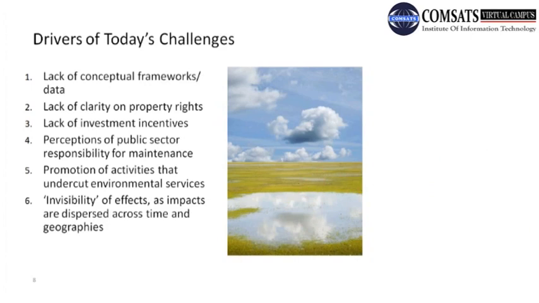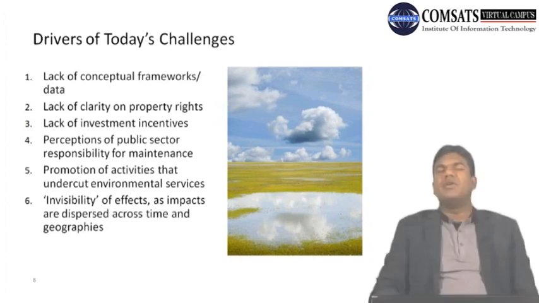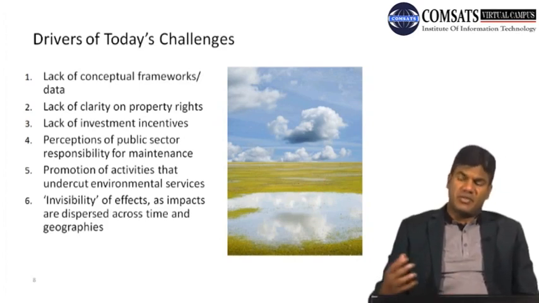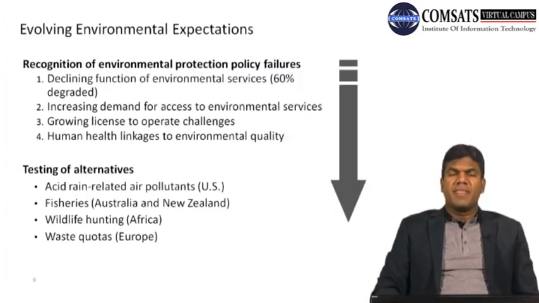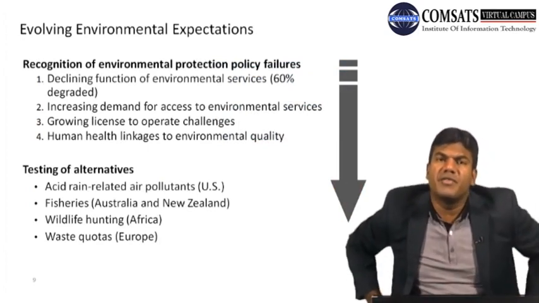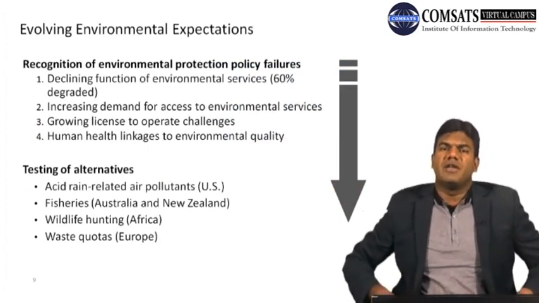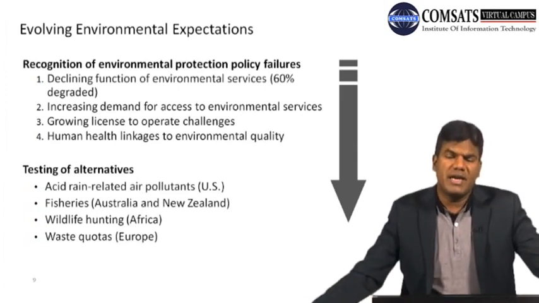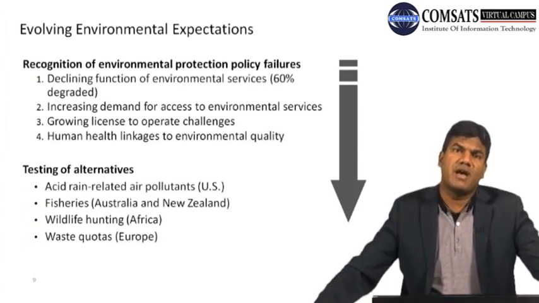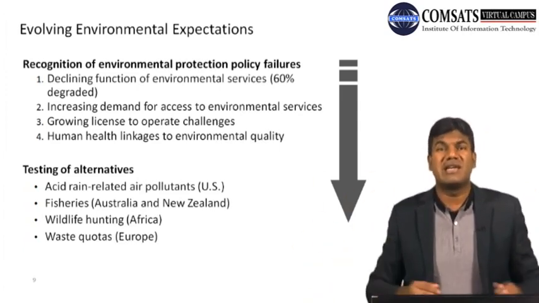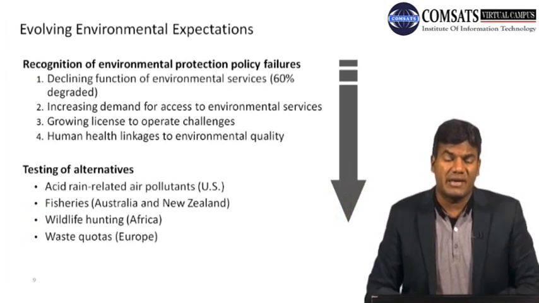So these are some of the challenges today that we face as policymakers, as environmentalists or as environmental economists. Now, how did our environmental expectations evolve? Number 1, recognition of environmental protection policy failures. We have had policy failures here. Why? Because of the declining function of environmental services. The environmental services that we initially took from nature have now declined by 60%.